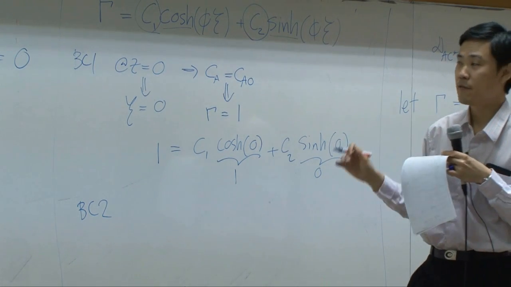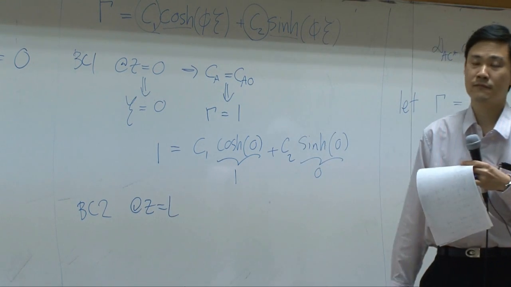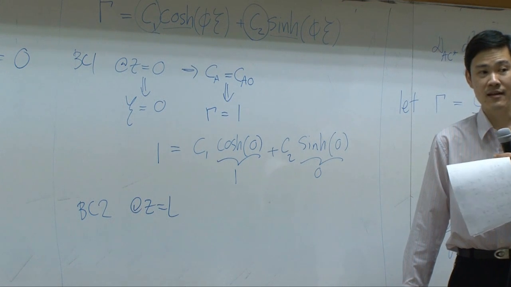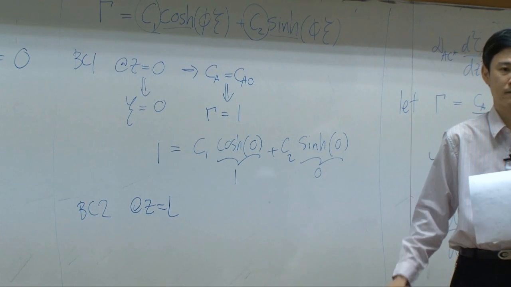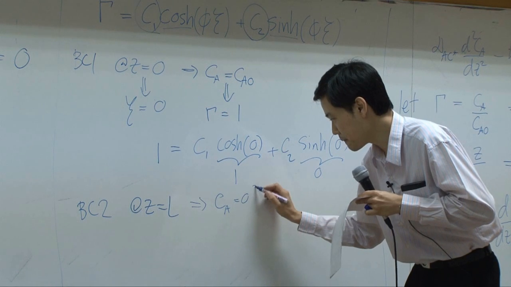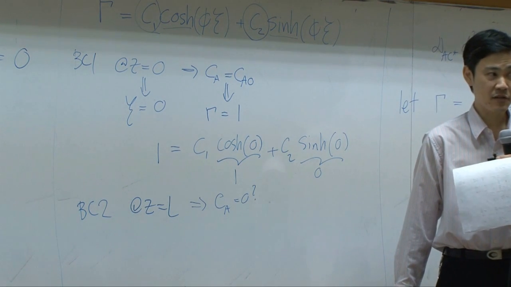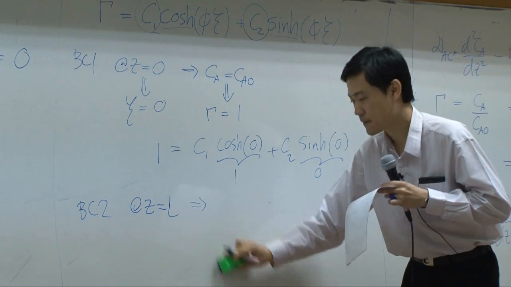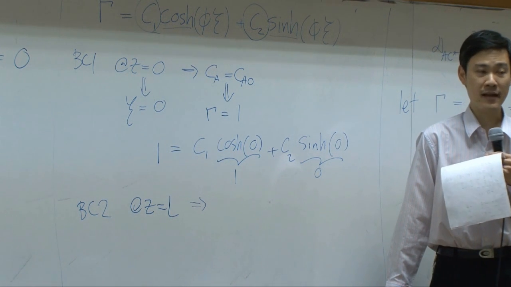The second boundary from this picture would be at Z equal to L. But what do you know at the bottom of the beaker? Is CA equal to 0? Is it necessarily 0? No. So this is not true. What is true? What is always true at Z equal to L?